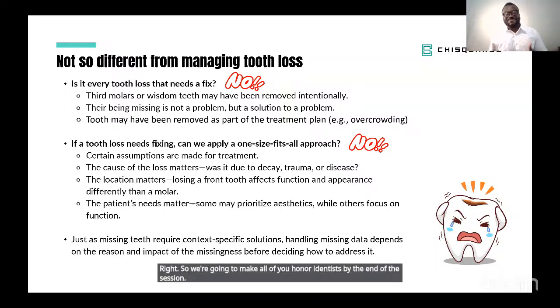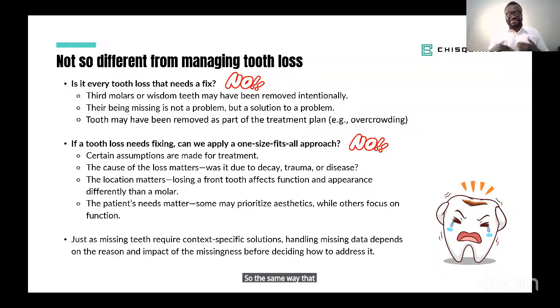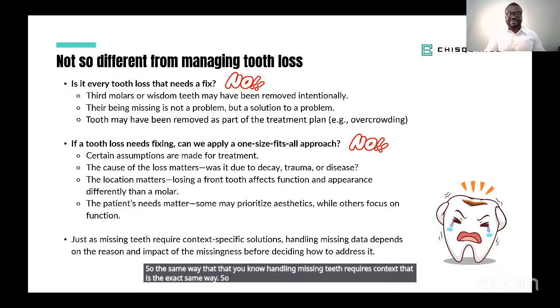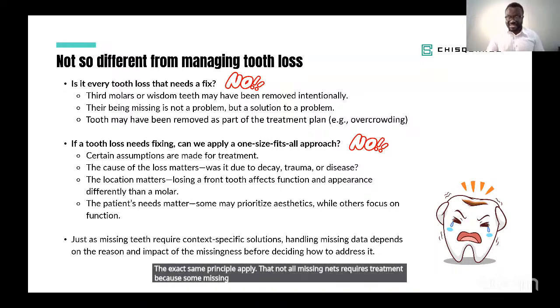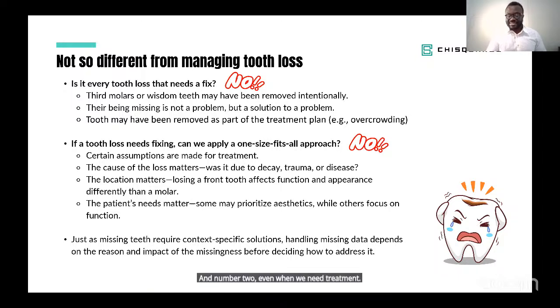So the same way that handling missing teeth requires context, that is the exact same way. This is no different from handling missing data. The exact same principles apply: number one, not all missingness requires treatment, because some missingness is actually a good thing. And number two, even when we need treatment, context matters.